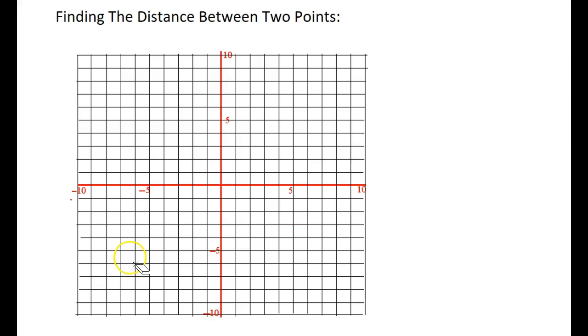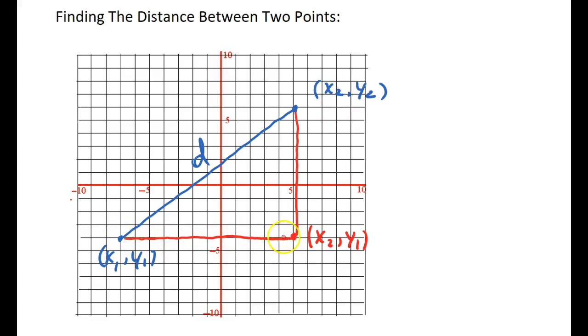Okay, let's find the distance between 2 points. So let's say that I have a random point here, which I'll call x1, y1. Then I have a random point up here, which I'll call x2, y2. And the question is, how far apart are those 2 points? What's that distance d? Well, what if I went straight across from x1, y1 until I was directly beneath x2, y2? Then this would have coordinates x2, y1.